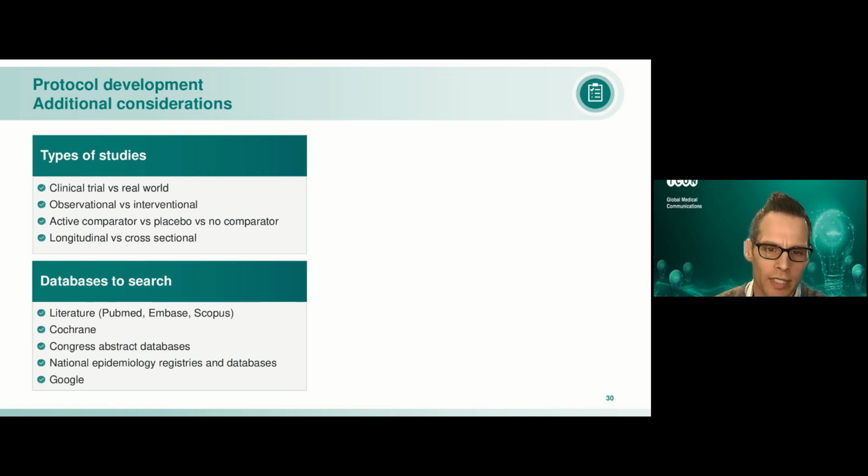You may also want to take a look at an SLR repository like Cochrane's library. First of all, just to see if someone has already done the review you're planning on doing, because you could save yourself some time. But also a similar SLR might have a good list of references that could serve as a first base. You'll want to consider if you want to search Congress abstract databases or other grey literature like epidemiology registries, or maybe just Googling.